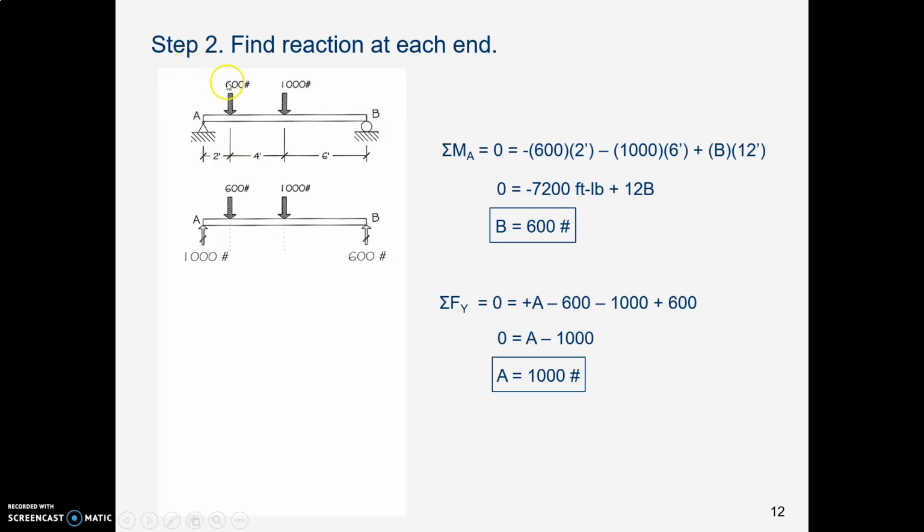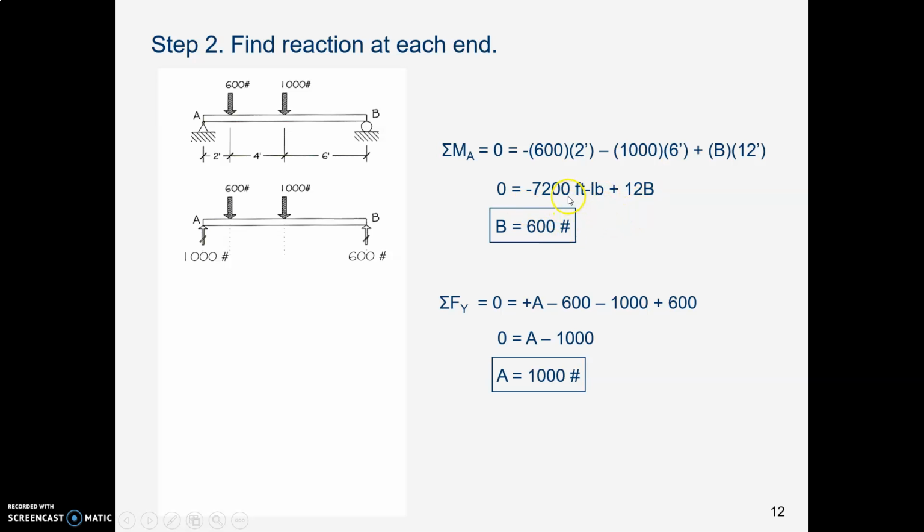We've got a negative moment caused by 600 times 2. We've got a negative moment caused by 1,000 times 6. And we've got a positive moment caused by B times 12. So there's our equilibrium equation. And when we boil all those numbers down, we wind up with 0 equals negative 7,200 foot-pounds plus 12B.